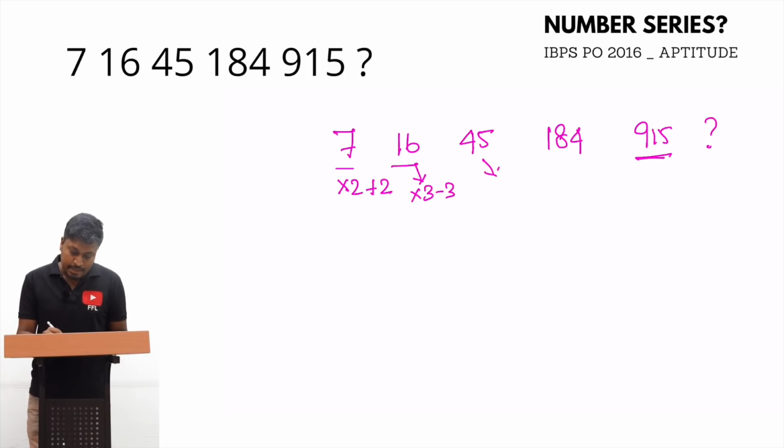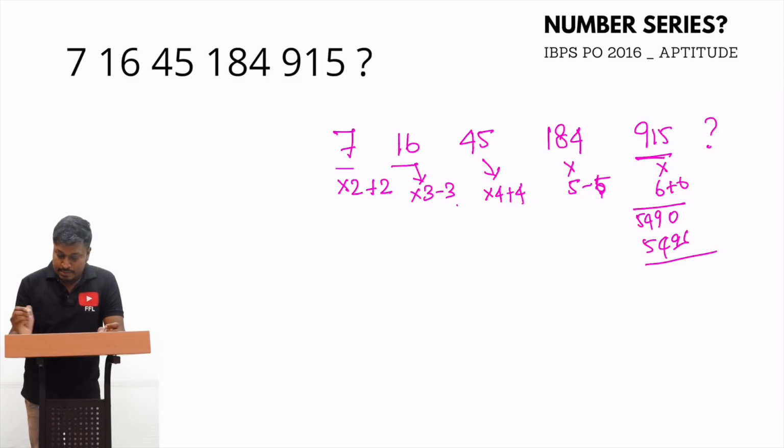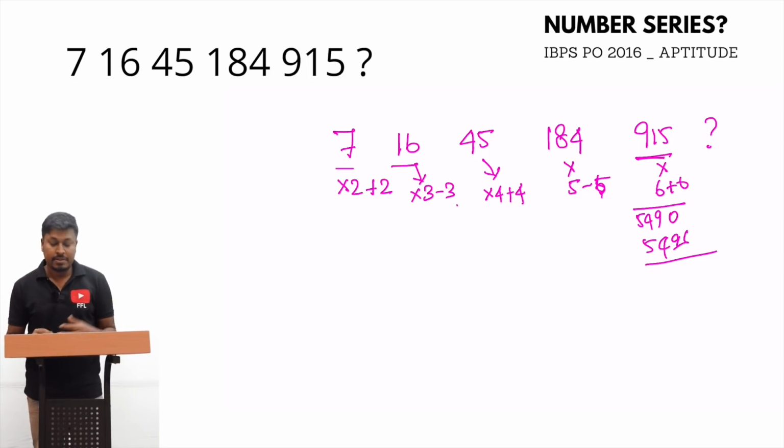So similarly 45 into 4 minus 4, then 184 into 5 minus 5, then 915 into 6 and plus 6, because here it is plus, minus, plus, minus and plus. So if you multiply this, 6 5s are 30. So remaining will be 3, so this will be 9, 54, so plus 6, 5496. So look at the options, 5496 we have at option number 2. So that will be our answer.